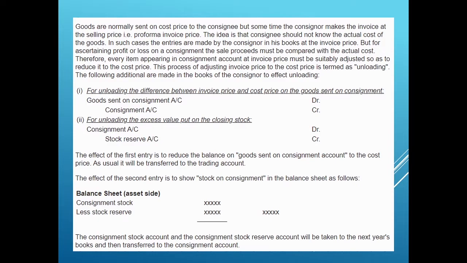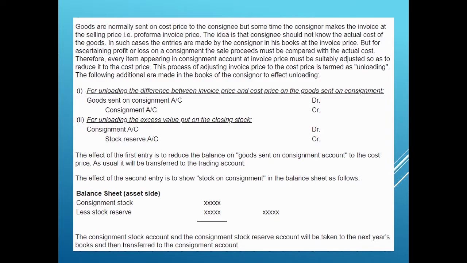Sometimes the consignor will prepare the invoice at the selling price. He prepares the invoice at a selling price. That is called a pro forma invoice. The idea is that the consignee should not know the actual cost of the goods.